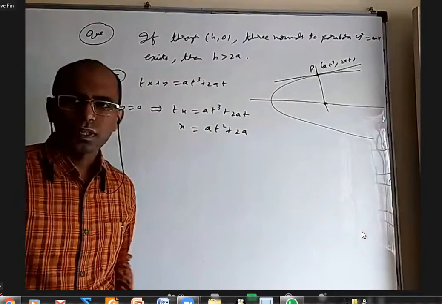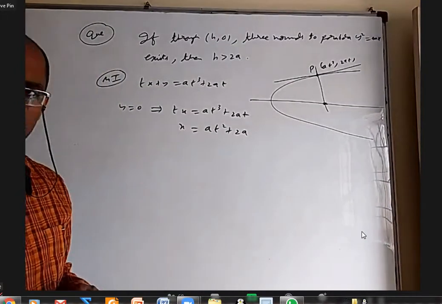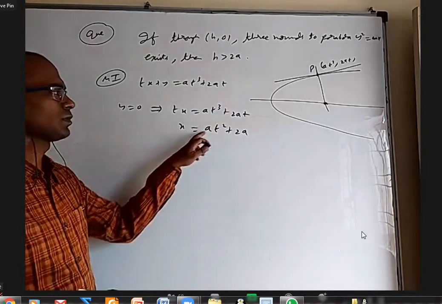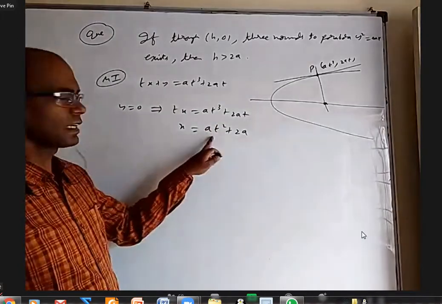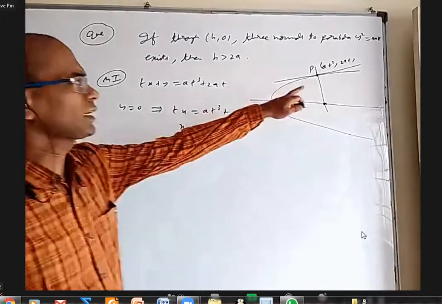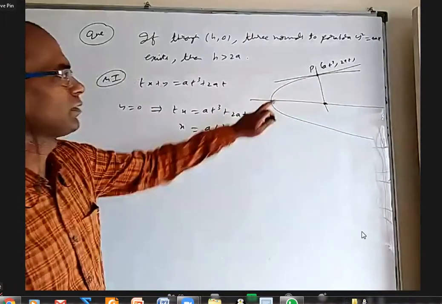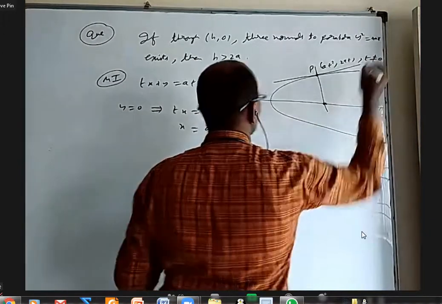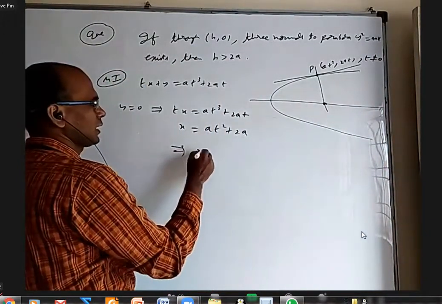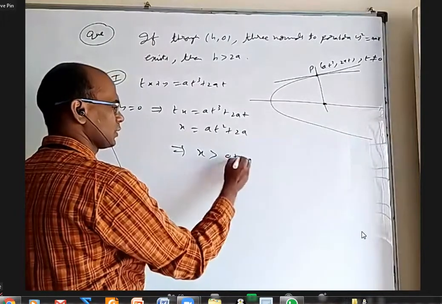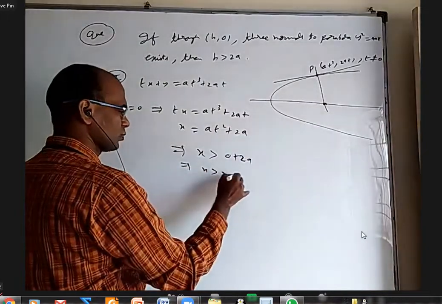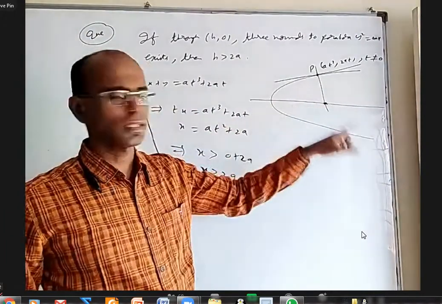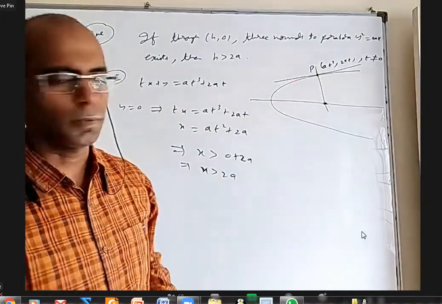at square plus 2a, what is the least value of that? 2a, because at square is minimum 0, right? I cannot take it equal to 0 because I am taking a point P other than the vertex. So here t is not equal to 0. This is x greater than 0 plus 2a, that is x greater than 2a. So if any normal to the parabola intersects the x-axis, that point is always beyond 2a only.